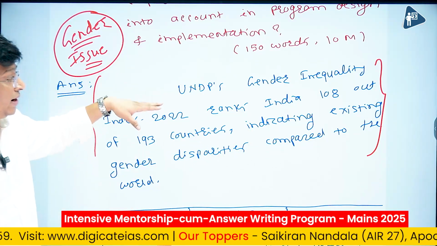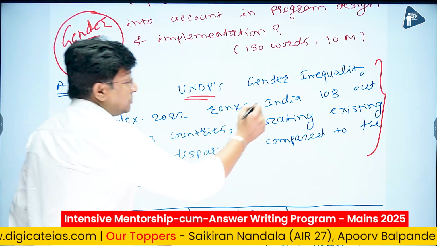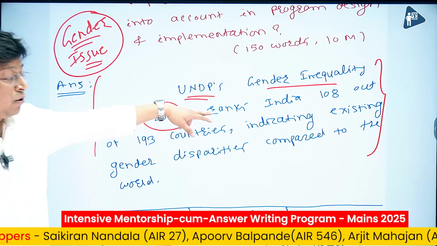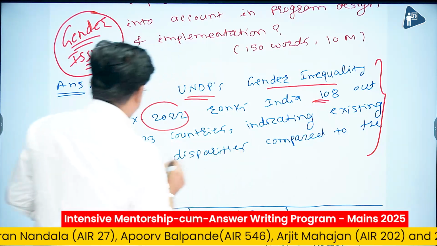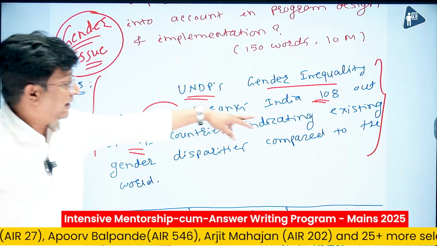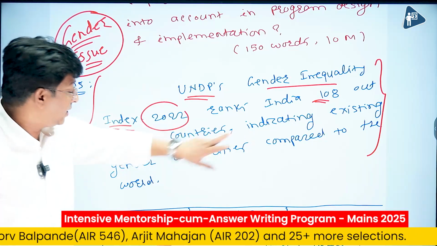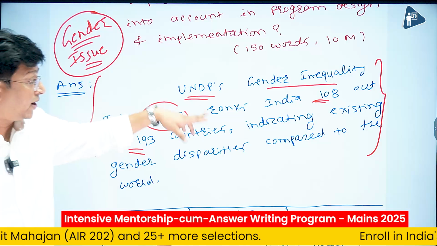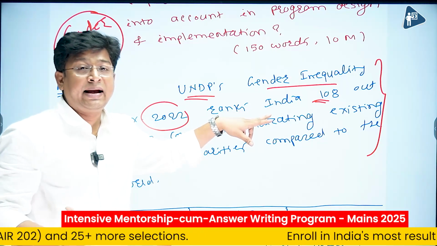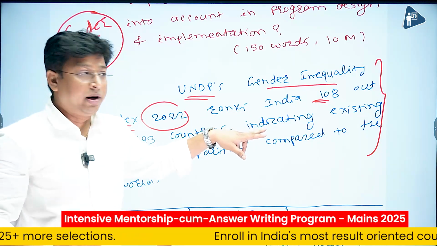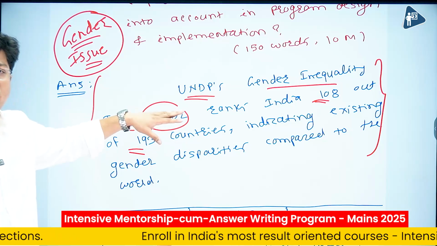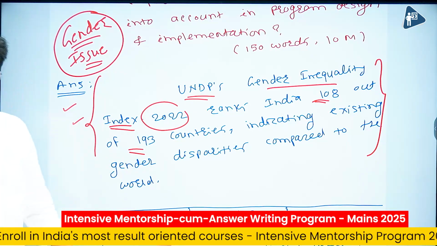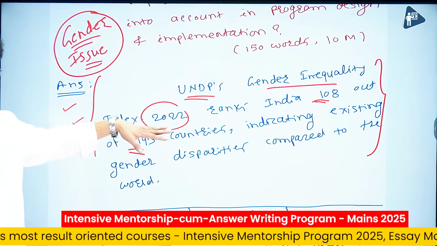Here we can quote the UNDP's, United Nations Development Programme's, Gender Inequality Index published in 2022. India was ranked 108 out of 193 countries. This indicates existing gender disparities compared to the world. What I'm trying to do in the introduction is showcase how much gender disparity exists in India compared with the world. This is one way of doing the introduction; you can do it in multiple ways. This is how I make my introduction impactful, by bringing out related data and facts from relevant reports.